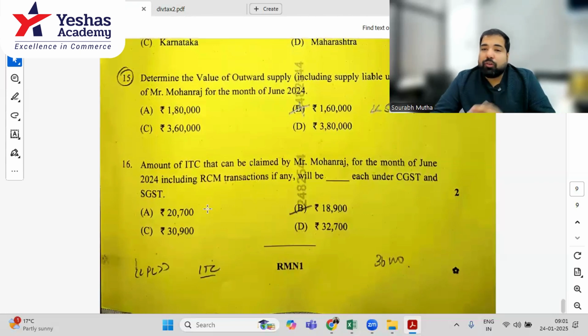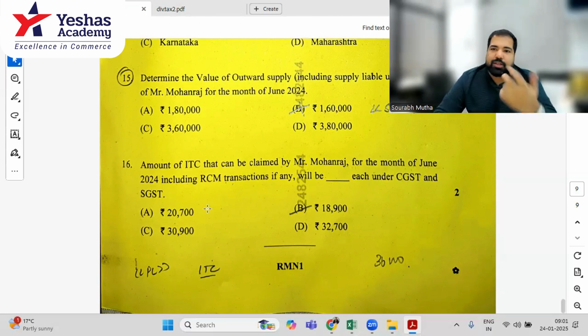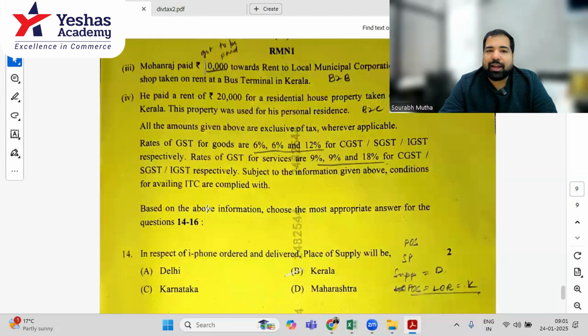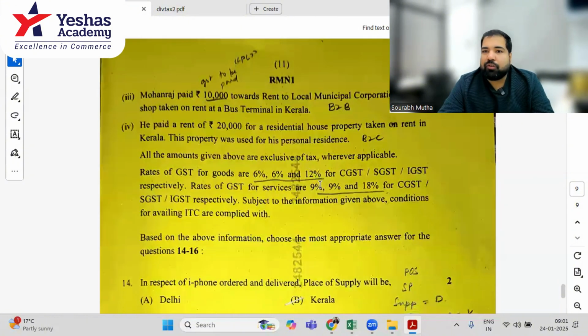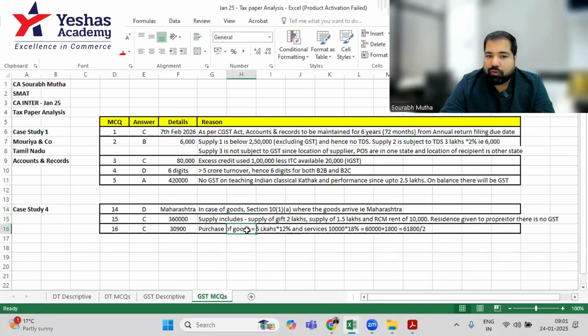Next, the amount of credit that he can claim for the month of June. So there are two credits he can claim. First, he's made a purchase of 5 lakh rupees. That is goods on 5 lakh at 12%. Here we go, on 5 lakh at 12%. That is the credit he'll get.